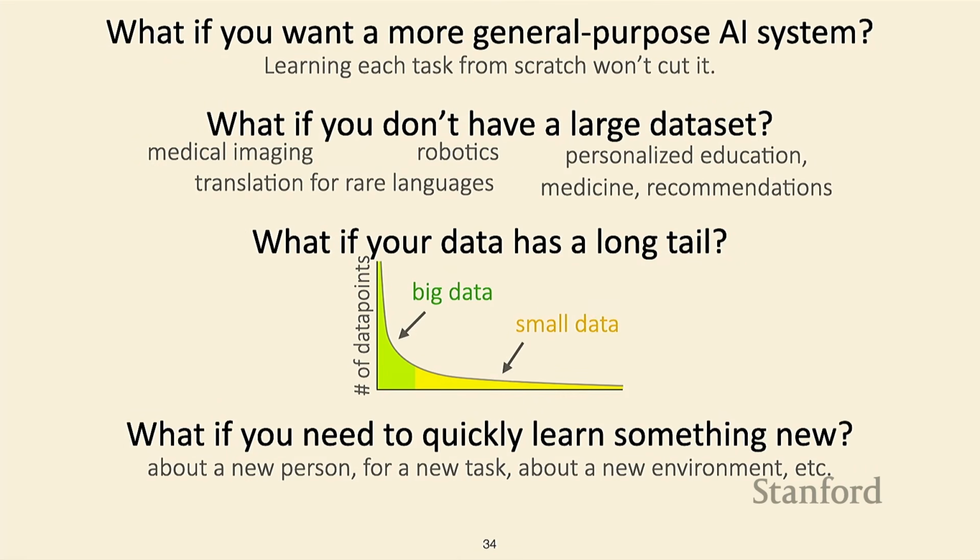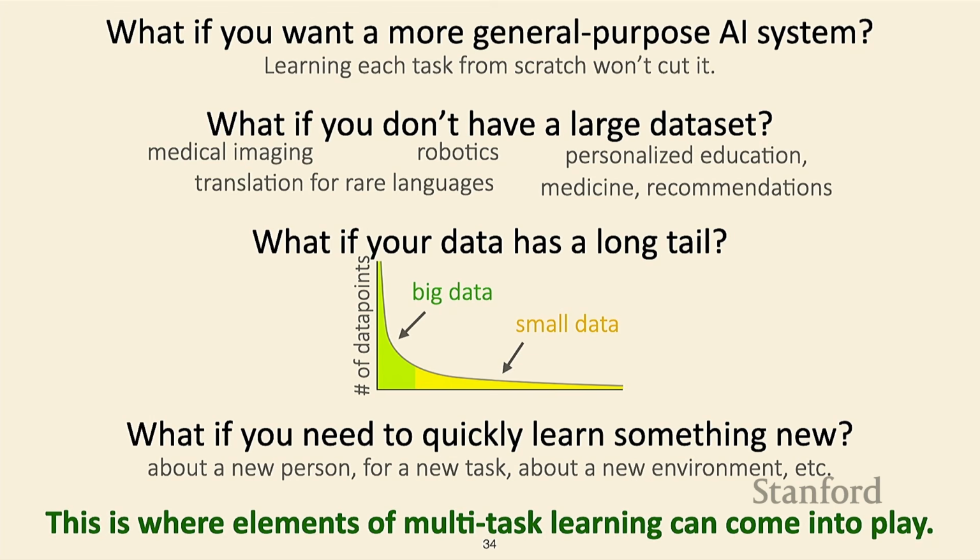Cool. So each of these 4 things that we went over: if you want a more general purpose system, you don't have a large data set, you have a long tail, or you want to learn something new, all of these are scenarios where ideas from multitask learning and meta-learning might be useful, and where these elements can come into play.